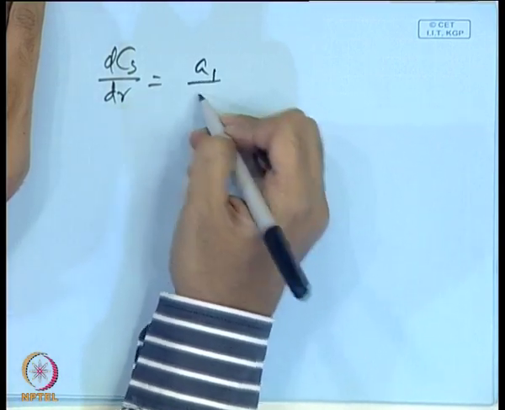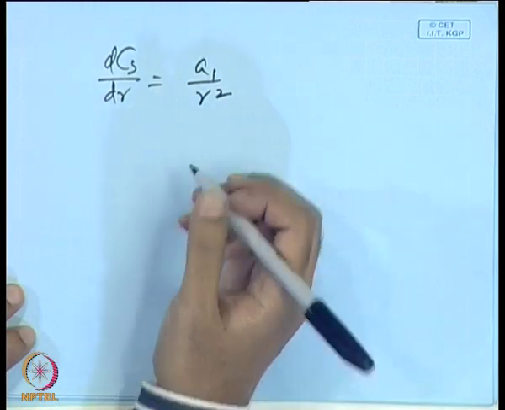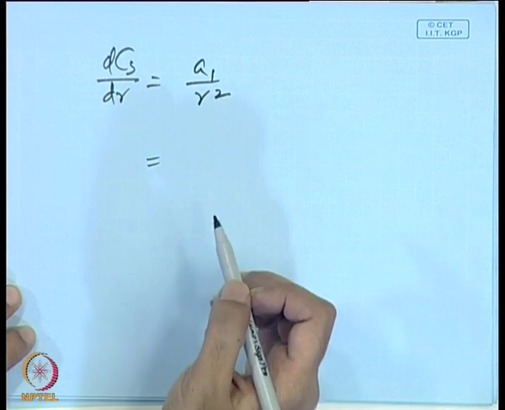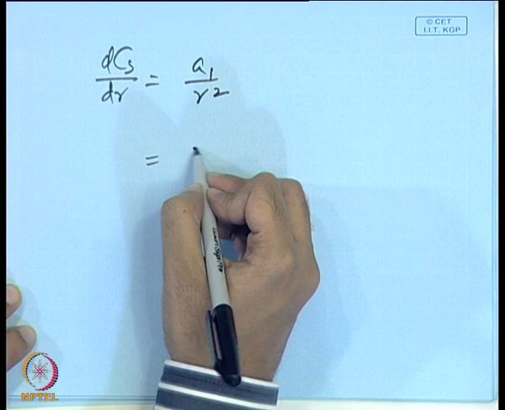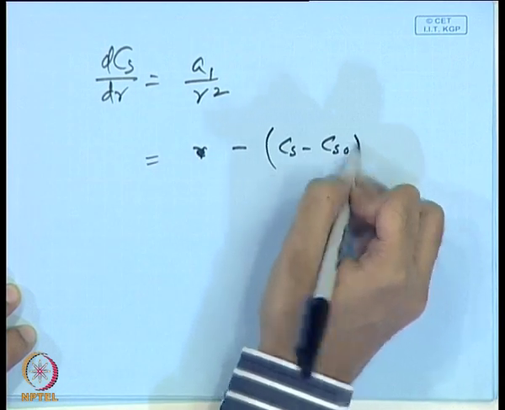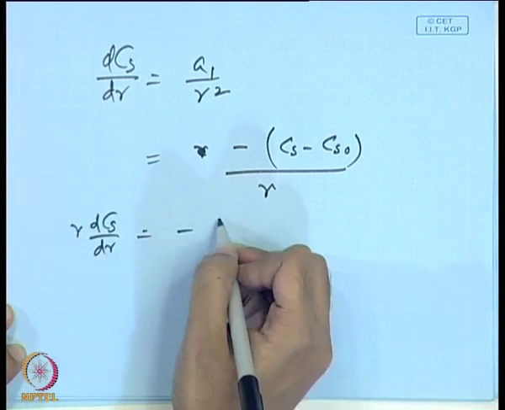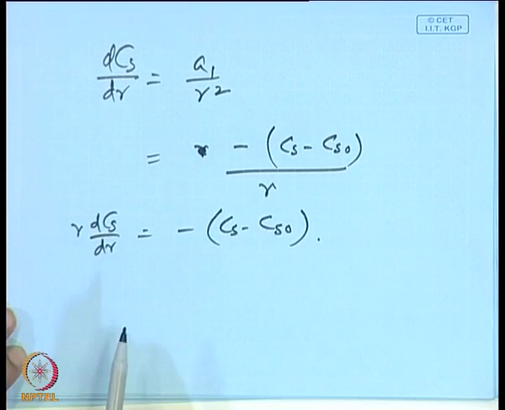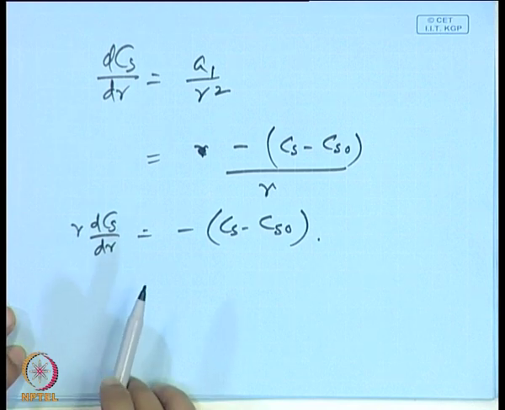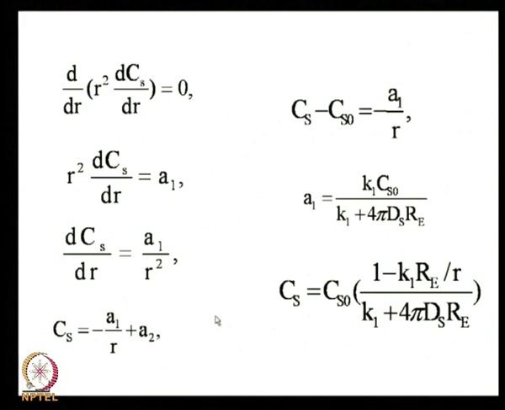If you forgot, then dCs dr equals A1 over r square, sorry. Fine. So, then you can put this back from here, which is that A1 equals minus Cs minus Cs naught over r, right. Then you can just use this boundary condition at r equals Re. Fine. So, let us go to the screen and I have the solution for you. This is the final solution that you have, which is Cs equals Cs naught times 1 minus k1 Re over r over this denominator. You get that, or is it too quick? Okay, just make a note even if it's a little quick.